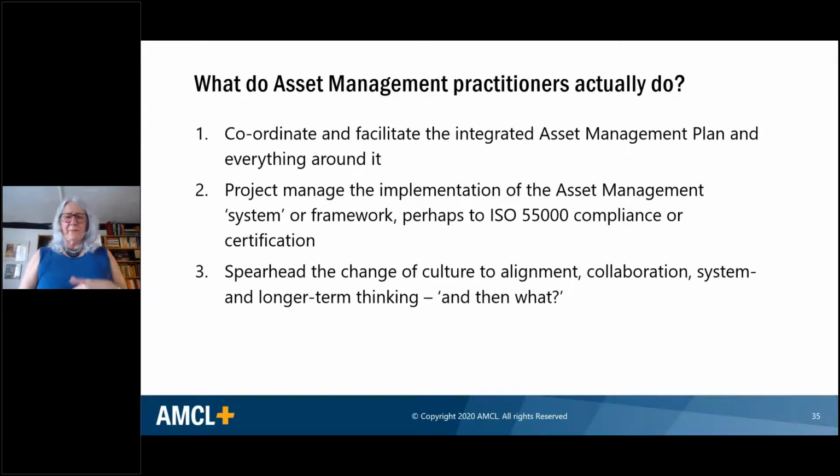What does an asset management practitioner actually do for a living? Because I think there's a bit of confusion, or perhaps there's just not much actually said. Lots of things about what asset management is, but not what an asset manager does. And my view here is that if you are called an asset manager, there are 3 things that you have to do, not little, by the way.